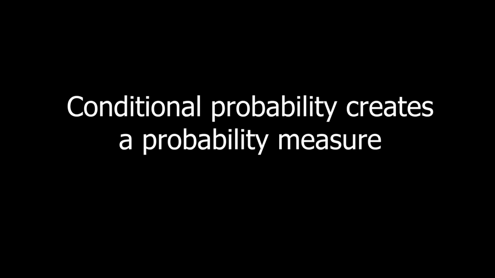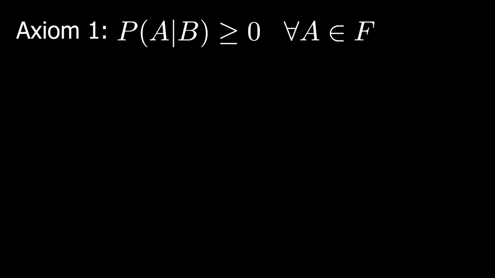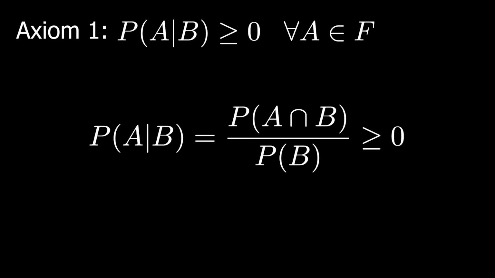The probability measure given some event is also itself a probability measure. We can conclude this by seeing that P given B fulfills all the probability axioms. Let's start with the first axiom. P of A given B can be rewritten as P of A intersection B divided by P of B. Since both the numerator and denominator are non-negative, the entire fraction is non-negative, which yields the first axiom.